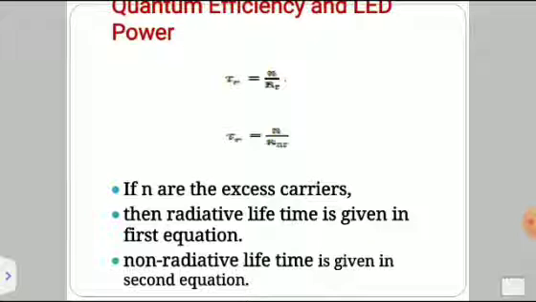Now, continuing further, you can see that n by Rr is nothing but tau r. Similarly, n by Rnr is nothing but tau nr. That is, if n is the excess carriers, then the radiative lifetime is given in the first equation, that is the radiative lifetime, pertaining to radiation. And the non-radiative lifetime is given in the second equation, that is Rnr and tau nr, clearly given.